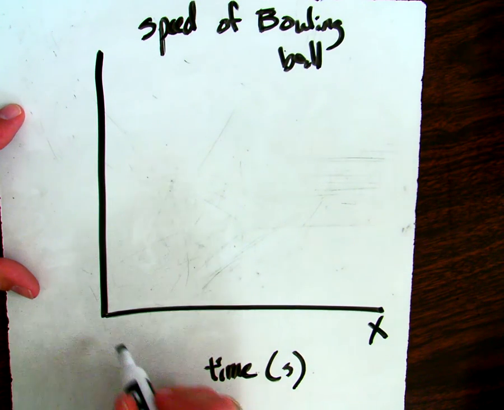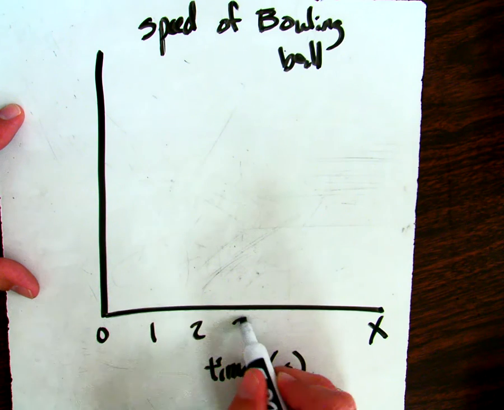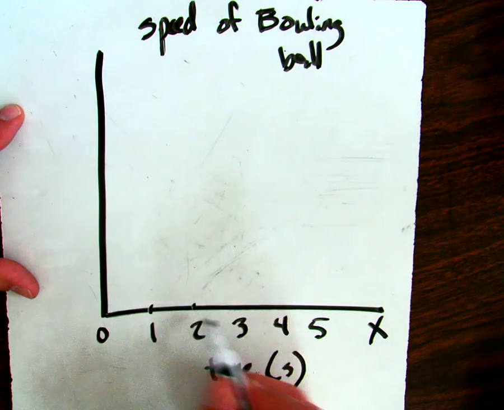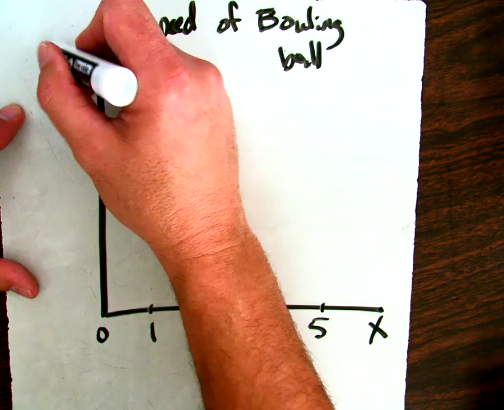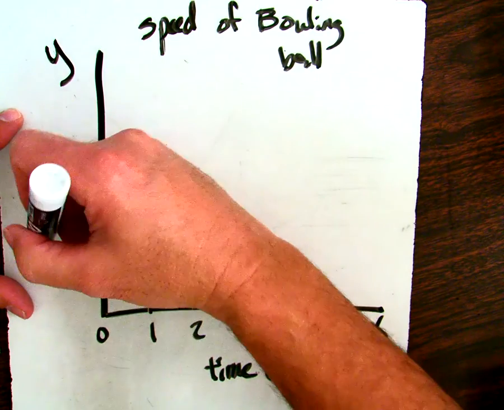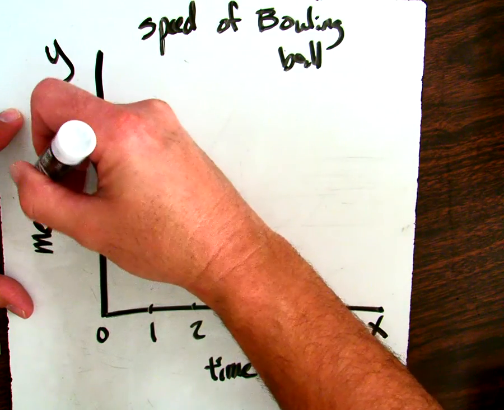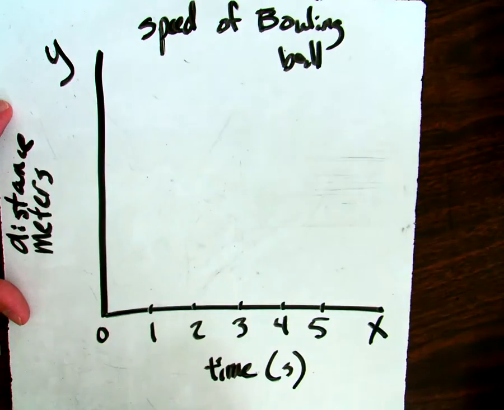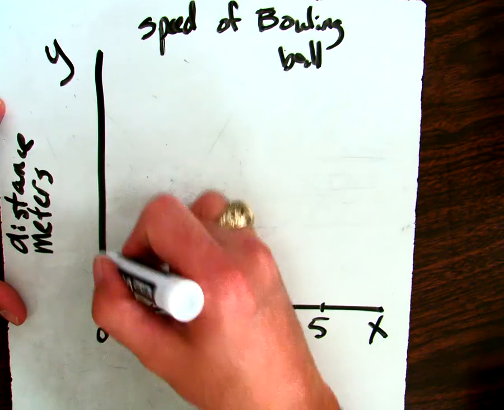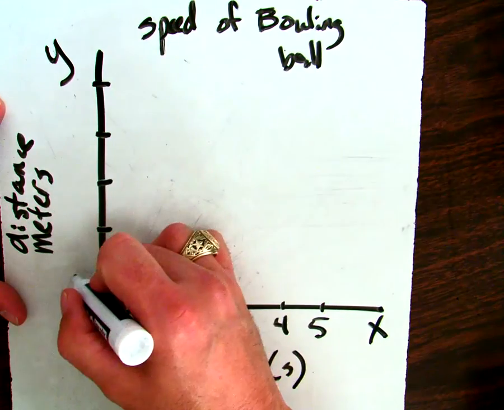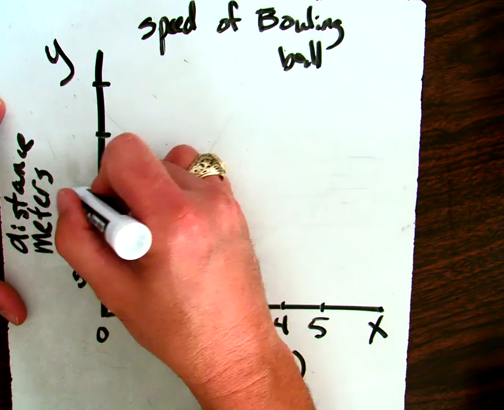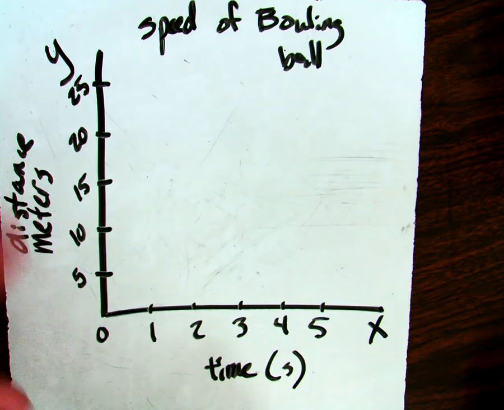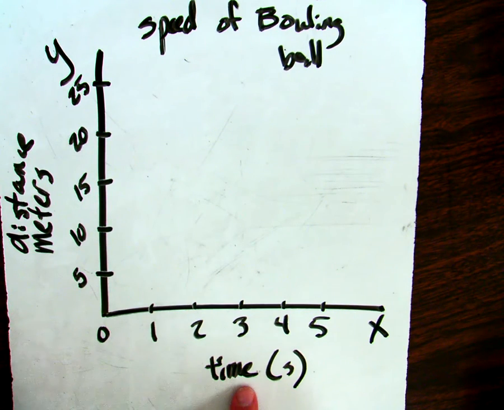So we're going to talk about time in seconds, and we're just going to do 1, 2, 3, 4, 5 seconds. That'll work for right now. And then on the y-axis, we're going to have our distance. Our distance is just going to be meters. We're going to have some components here. We're going to call it 5, 10, 15, 20, and 25. So we have meters along our y-axis. We have time across our x-axis.